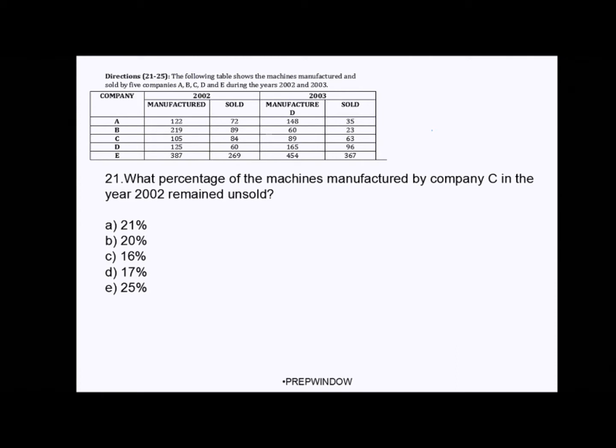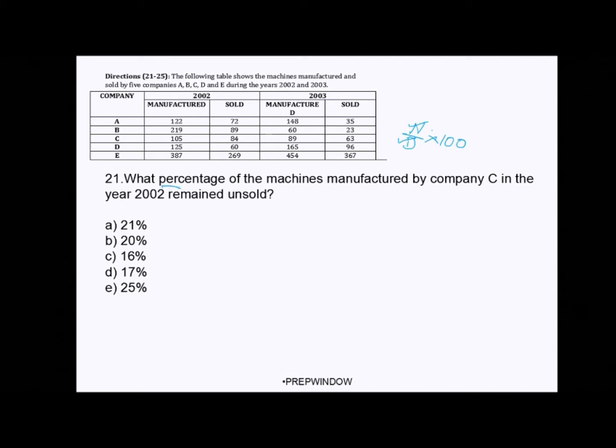First question: what percentage of the machines manufactured by company C in the year 2002 remained unsold? So it is a percentage question. In data interpretation, usually you will have more percentage questions, so you have to be very thorough with your basics. Every percentage question is of the form numerator divided by denominator into 100. Your job is to determine which is the numerator and which is the denominator. If you are able to identify it faster, your job becomes very easy.